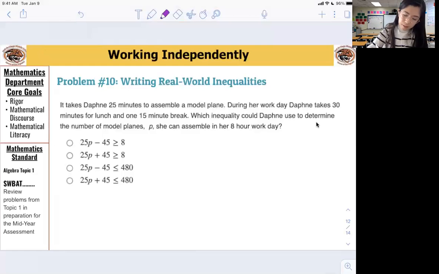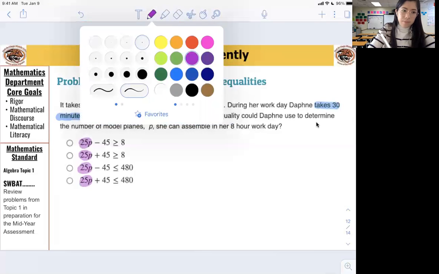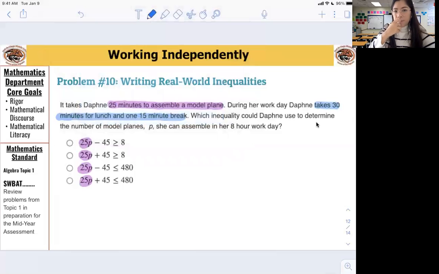Okay, 25 minutes to assemble a model plane. So I'm playing a game of match. Here's my 25. Cool, that one matches. Then she takes 30 minutes for lunch and one 15-minute break. So what did they do with those two numbers? I added. Yeah, because you're thinking, okay, she works for 8 hours. That's her total amount that she works each day.